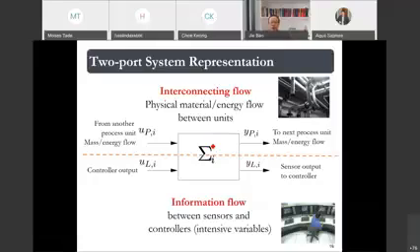But obviously, we have a two-port system representation, so we have two sets of inputs and outputs. One set represents the physical mass and energy flow. The other set is the information flow, as we saw just now in the previous slide. Typically the information flow includes the sensors, which measure the intensive variables.